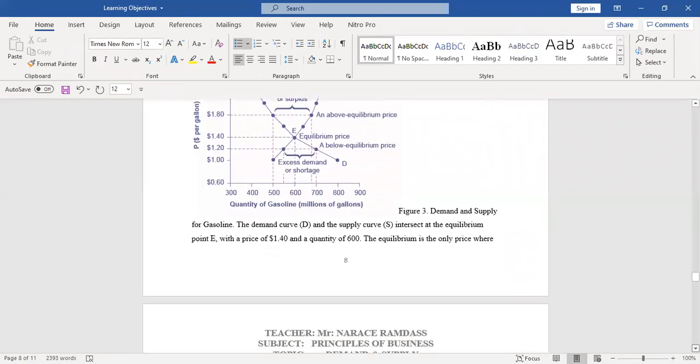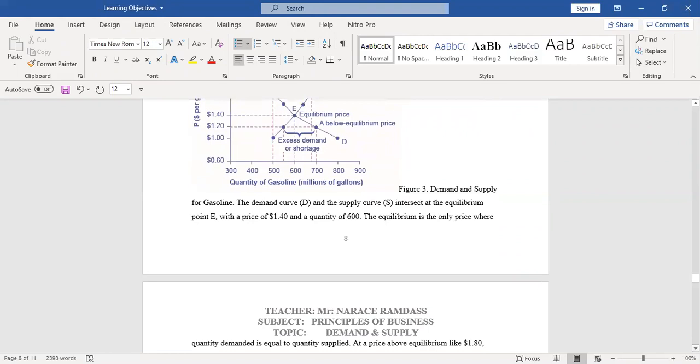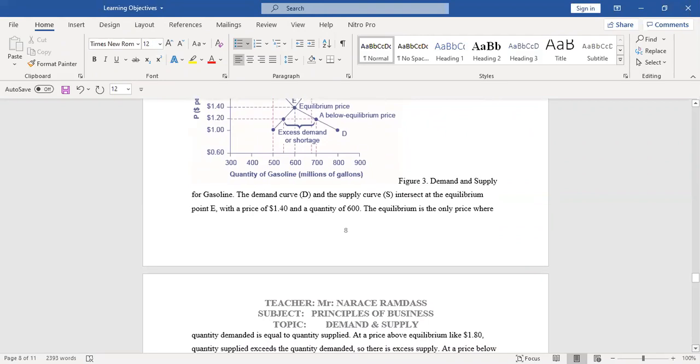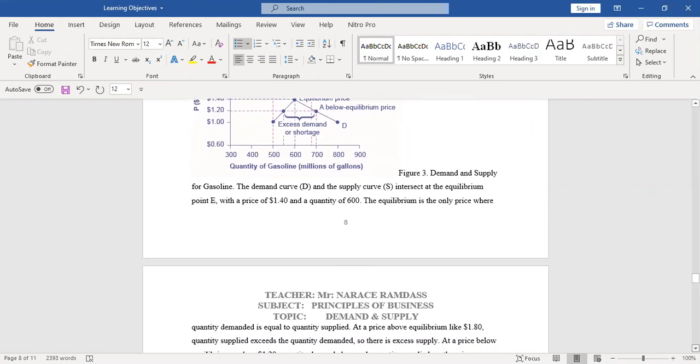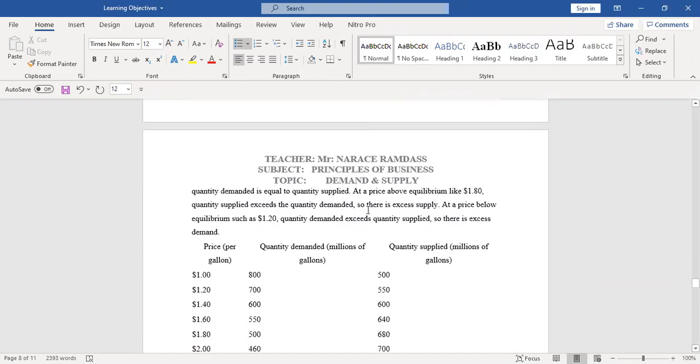So anytime the price goes up above equilibrium, it results in excess supply. Right? We're going back down now. At a price above equilibrium, like 180, quantity supplied exceeds quantity demanded. So there is excess supply. At the price below equilibrium, such as $1.20, the quantity demanded exceeds quantity supplied. So there is excess demand.